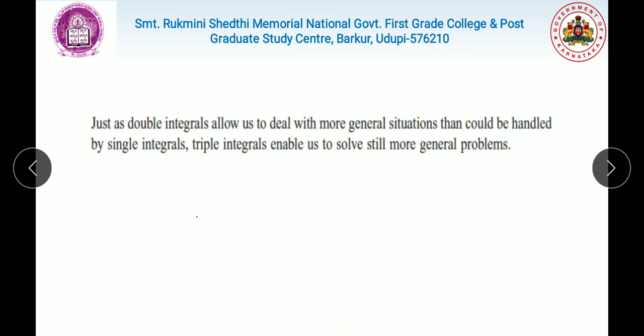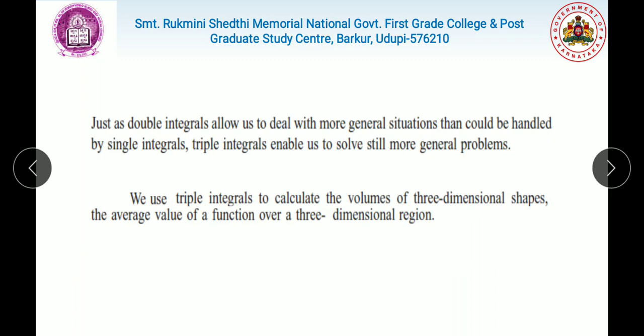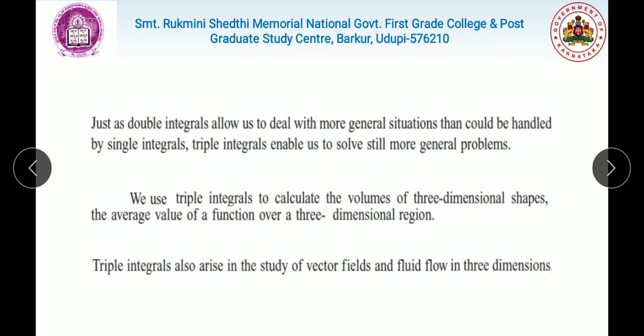Just as double integrals allow us to deal with more general situations than could be handled by single integrals, triple integrals enable us to solve still more general problems. We use triple integrals to calculate the volumes of three-dimensional shapes and the average value of a function over a three-dimensional region. Triple integrals also arise in the study of vector fields and fluid flow in three dimensions.